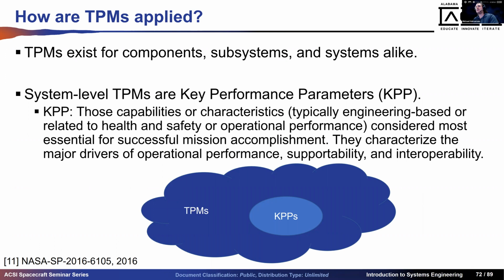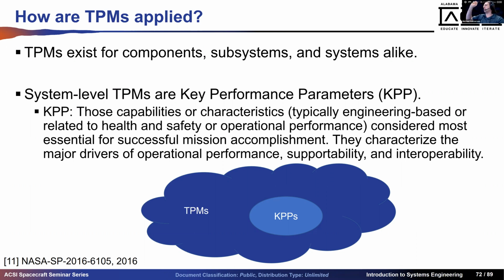You can have TPMs for individual components or subsystems, but if you have extremely important technical performance measures for your system, the entire system, mass margin, power margin, volume margin, link budget margin, those are key performance parameters. So this is the formal definition. Too much text on a slide. Try to fit it all in there.